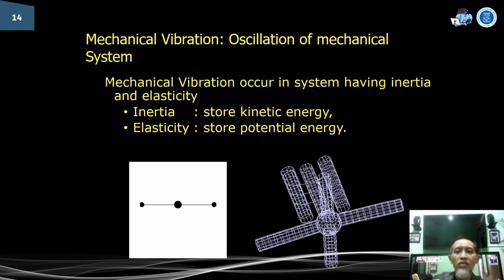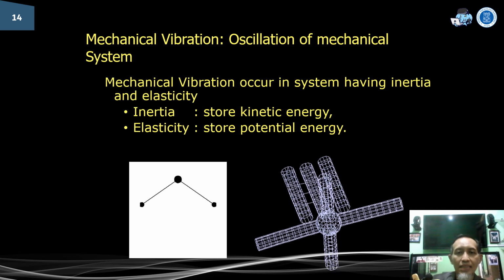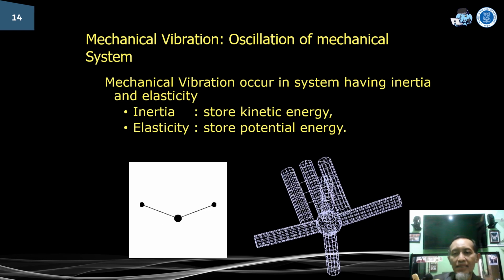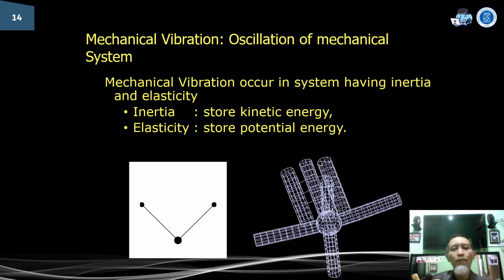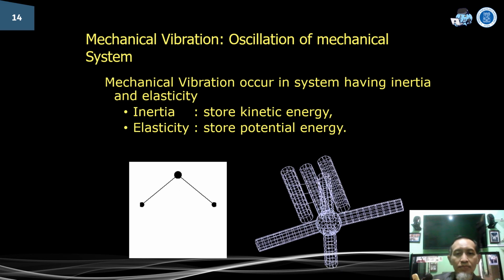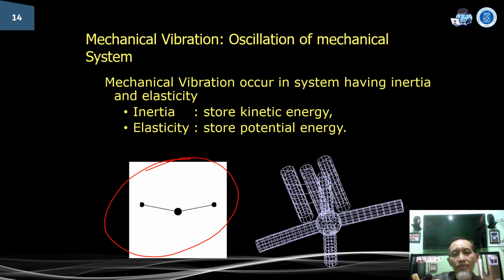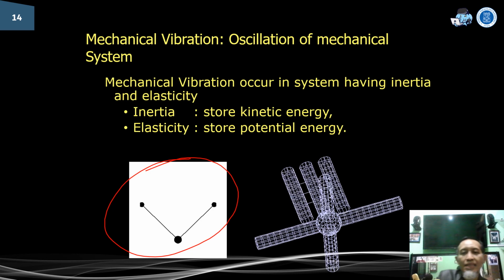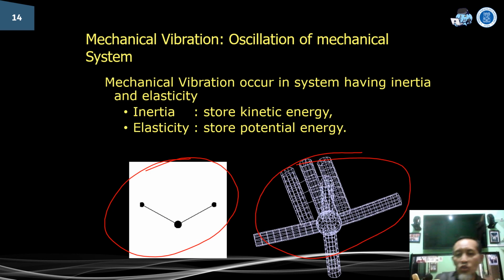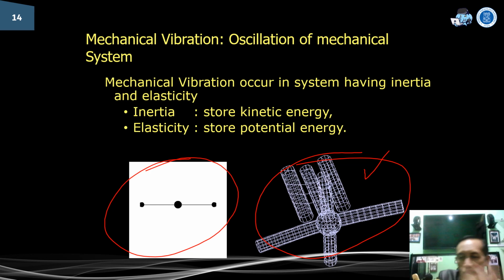Mechanical vibration occurs in a system having inertia and elasticity. Inertia stores kinetic energy and elasticity stores potential energy. This is a single degree of freedom case, and this is a continuous system. For a continuous system, we calculate using finite element.